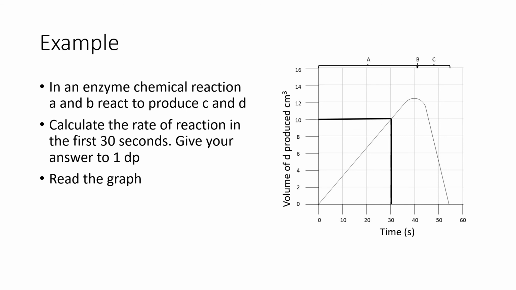And it says in the first 30 seconds, we go across and we have 10 cm3 of gas produced. So we simply get, in this case, the volume of D produced, divide that by the time, which is 30 seconds, and that gives us a value of 0.333 repeating. It does say give your answer to 1 decimal place, so I've rounded it off to 0.3.